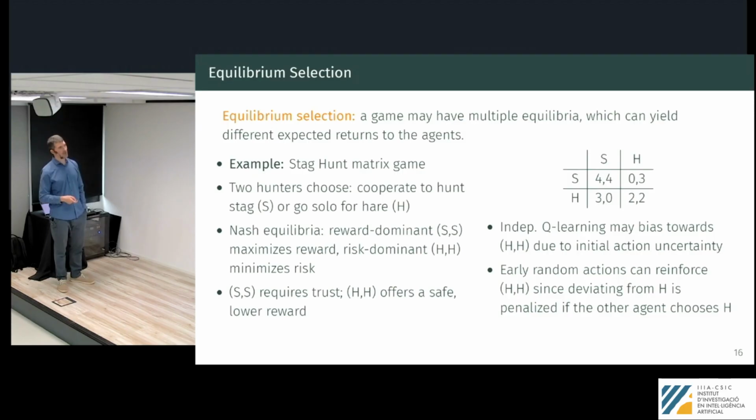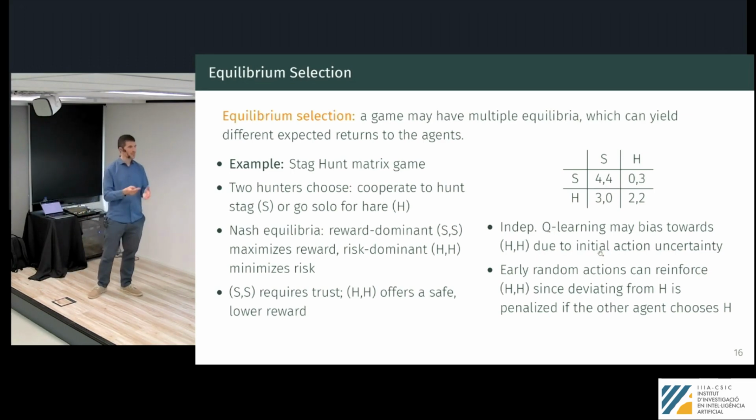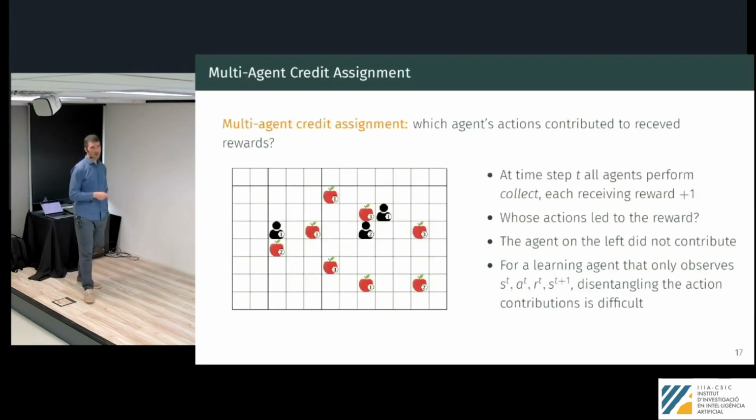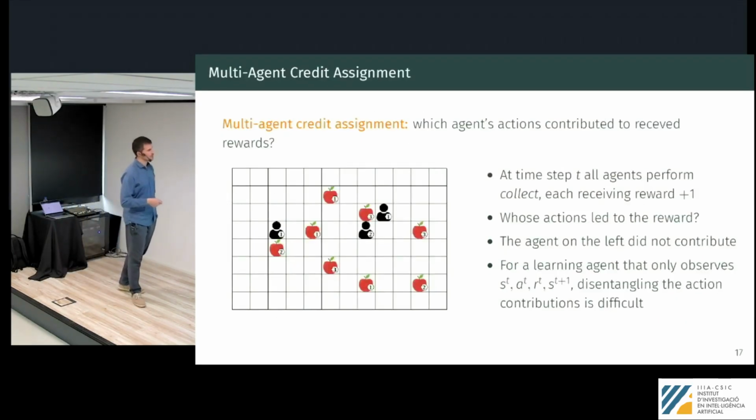As I'm saying, independent learning may bias, and typically does bias, towards HH, which is this risk dominant outcome, due to the initial action uncertainty. Initially, all the agents are doing their exploration, picking random actions. If we're initially here and they take random actions, then there's often a loss in reward, for example from 4 to 0, which hurts more than the loss from 2 to 0 here. That's why the learning algorithms tend to gravitate towards these risk dominant solutions. That's why equilibrium selection can be a difficult problem to deal with.